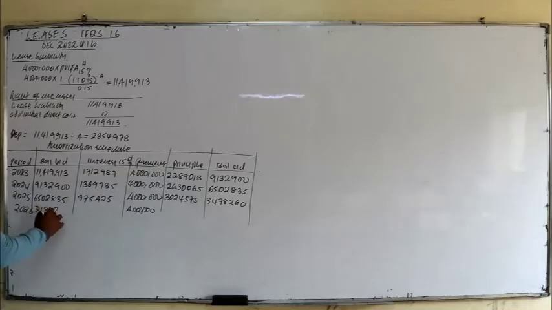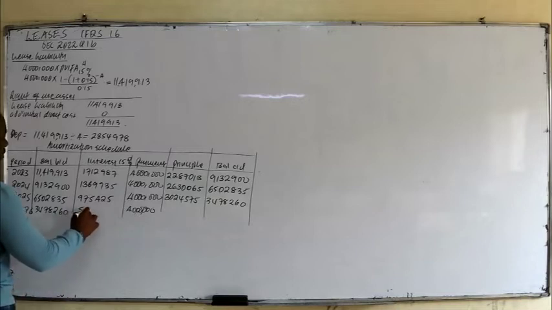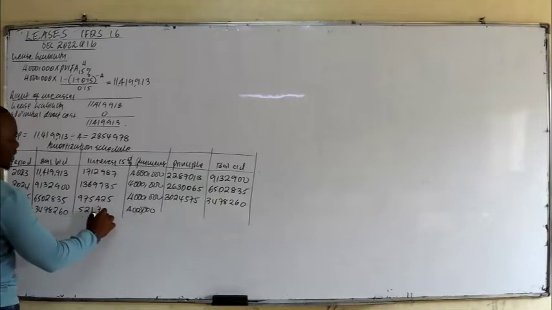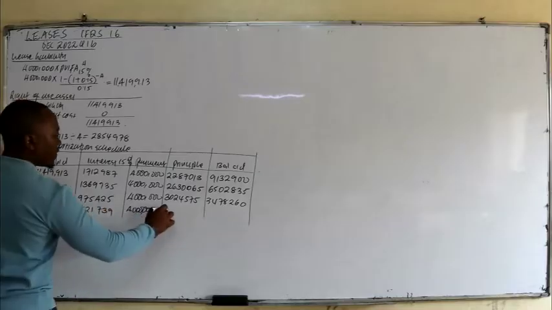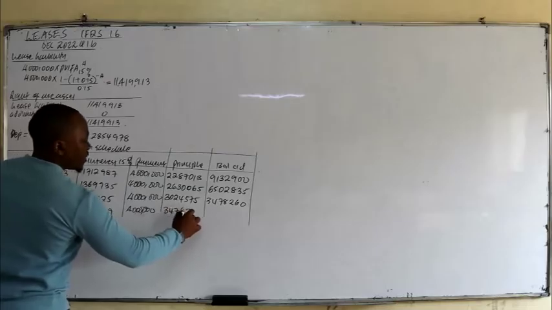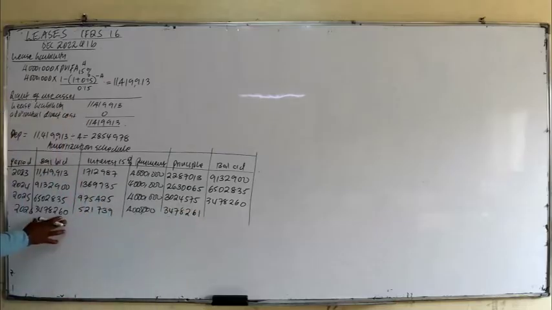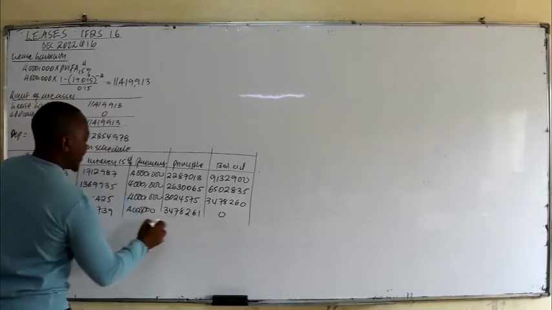The balance carried down becomes the opening balance, so you have 3,478,260. 15% of that is 521,739. 4 million minus the answer gives 3,478,261. Then you take the balance brought down and minus, getting a difference of 1. Good.